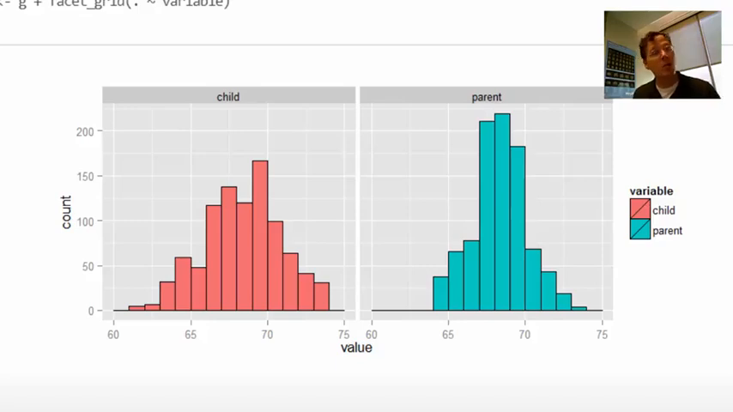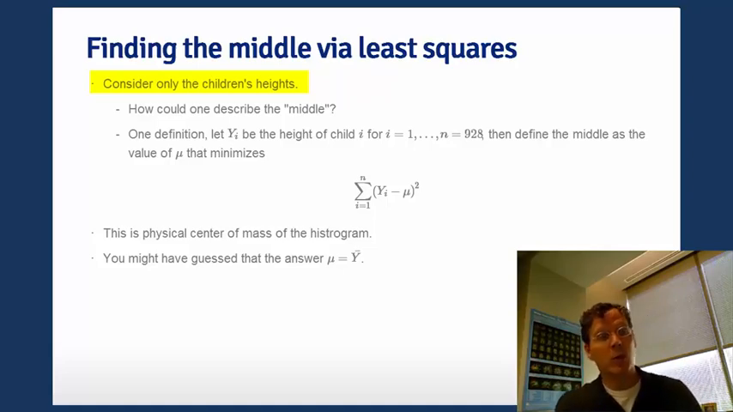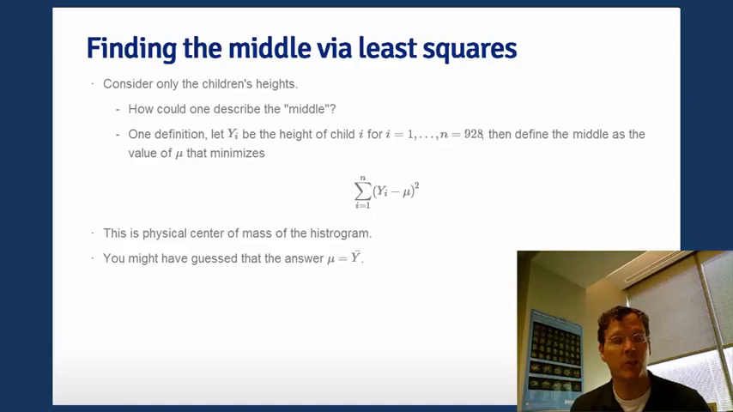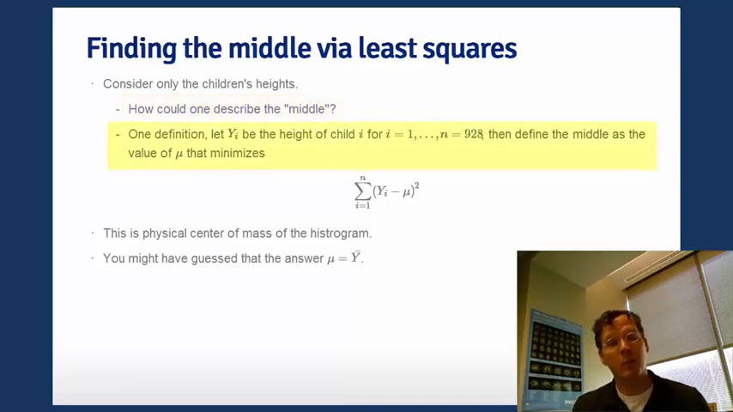I'd like to use these distributions to introduce least squares, and then we'll build on the bivariate association after that. So consider only the child's height. Forget for the moment about using the parent's height to predict the child's height. We just want to find maybe the best prediction of the child's height without any other information. Well, probably the best predictor would be the middle, and how could one define the middle? Well, let's give one specific definition.